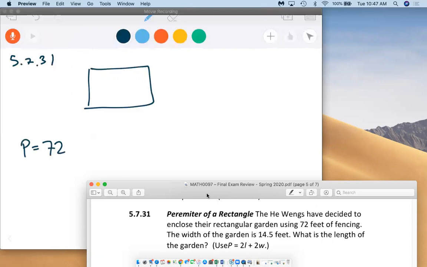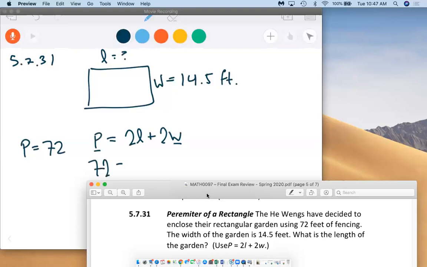It's going to have to go all the way around this garden. The width of the garden is 14.5 feet. What is the length? So now we're not just plugging in the numbers and solving for that bigger number. We need to solve for something by solving for L, right? We're given that the perimeter equals 2 times the length plus 2 times the width, and we're given the width and the perimeter. So let's plug those numbers in. We have 72 equals 2 times L plus 2 times 14.5, and we need to solve for that L.